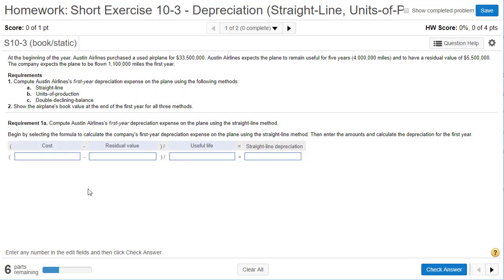So now we're just going to plug in the numbers. So the airplane costs $33.5 million. I'm going to put in the commas. You don't have to. It makes it easier to read. And then we're going to subtract our residual value. Our residual value is $5.5 million. Then we're going to divide that by the useful life of 5 years. So we're going to take $33.5 million, subtract $5.5 million, and divide that by 5 years, so we get a first year depreciation of $5,600,000.